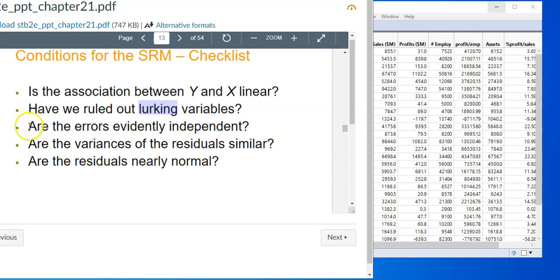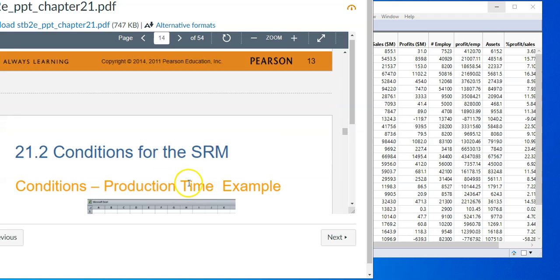Okay. Are the errors evidently independent? I'm going to show you how to know the errors are independent. We need to make sure that they are not following a certain pattern. They are all around the error line. Are the variances of the residuals similar? Are the residuals nearly normal? These are the questions we ask. We want to make sure that a regression line is a good regression line, that we can use it, and it's reliable to make decisions.